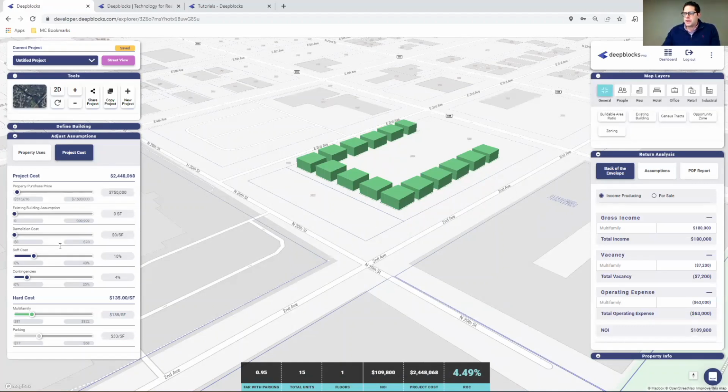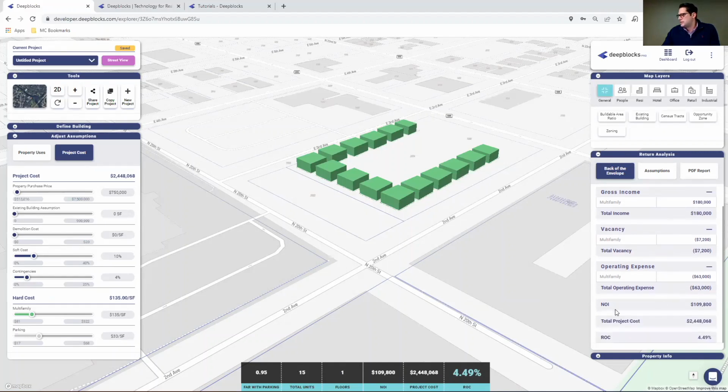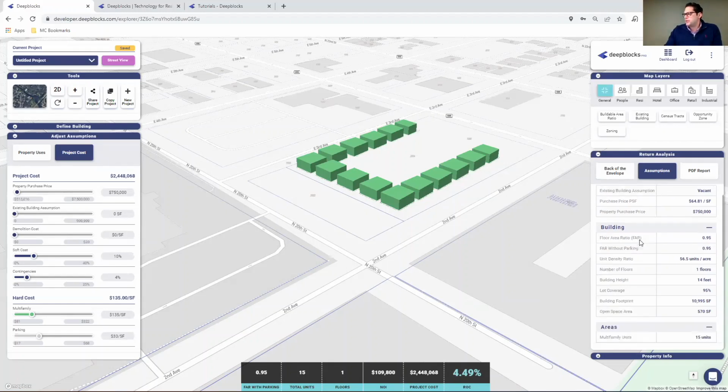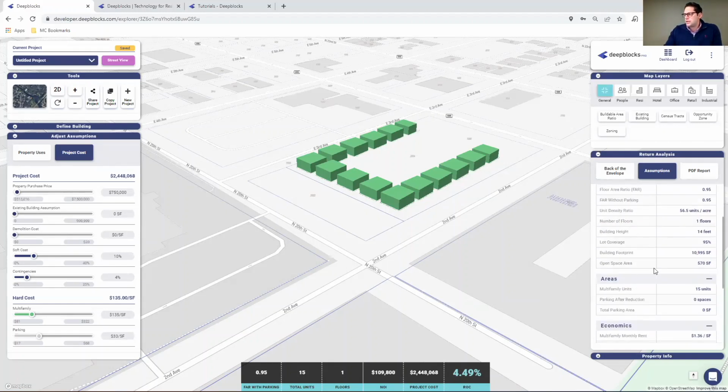Always remember, anything you adjust here automatically updates in your KPIs. We have our breakdown of the income and cost, and then we see our return on cost here. Then we have a more detailed breakdown of the assumptions, from property to building information. This is all calculated and computed. The software is intuitive, so anything that happens automatically updates as you adjust your assumptions.